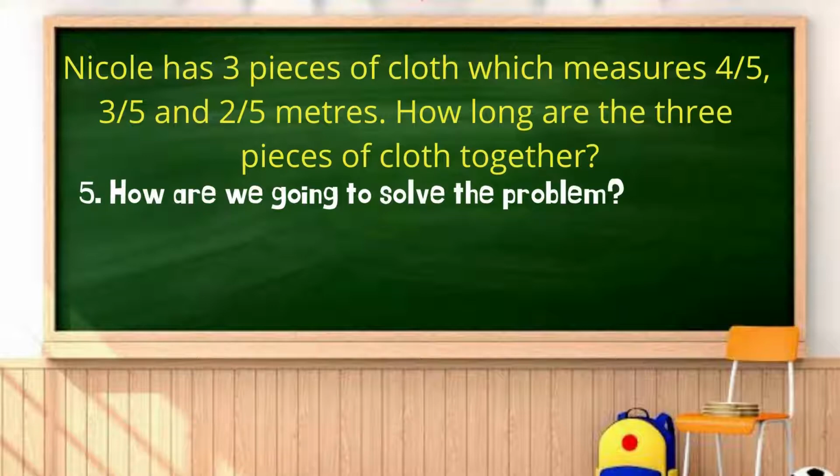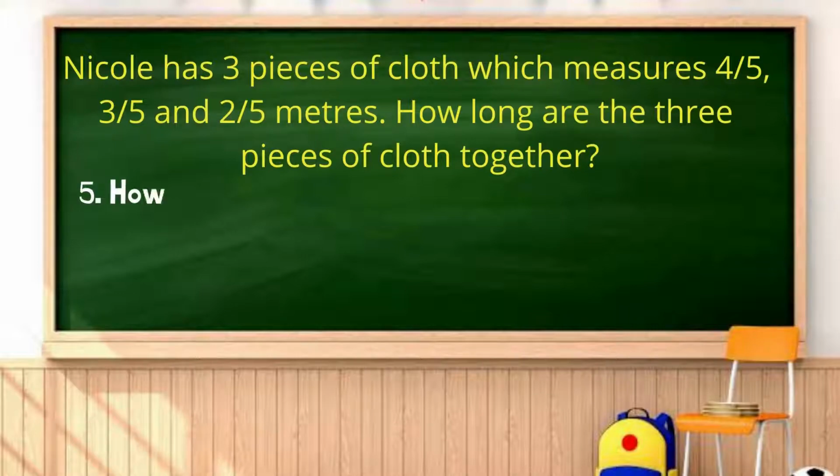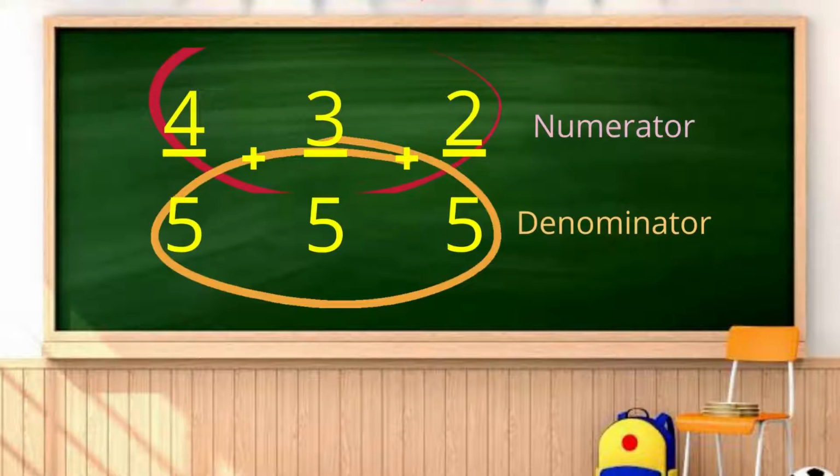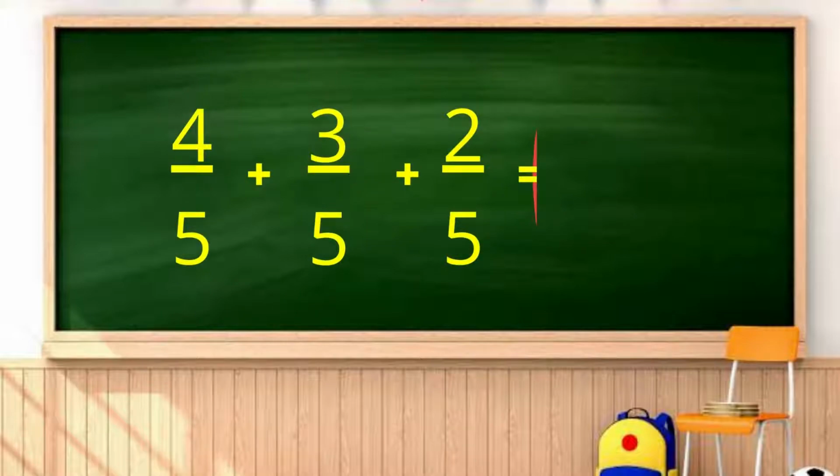Let us follow the steps to get the correct answer. In adding similar fractions, the first step is to add the numerators and copy the common denominator. Since we have 4/5 plus 3/5 plus 2/5, add first the numerators, 4 plus 3 plus 2. Then copy the common denominator, which is 5.